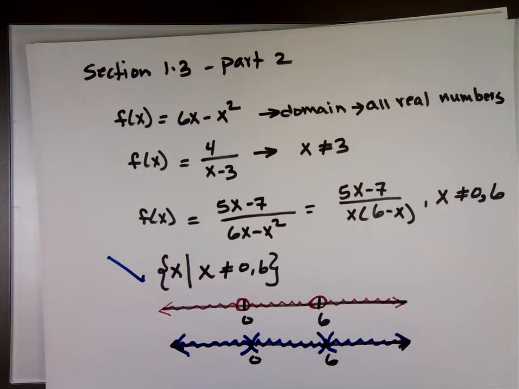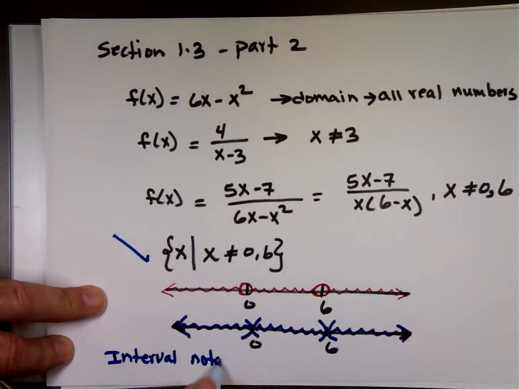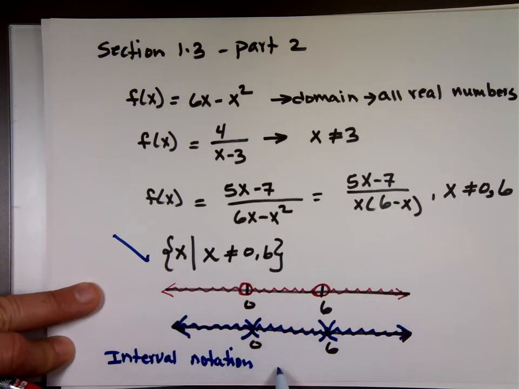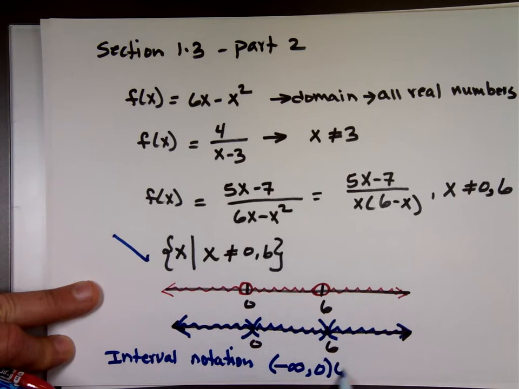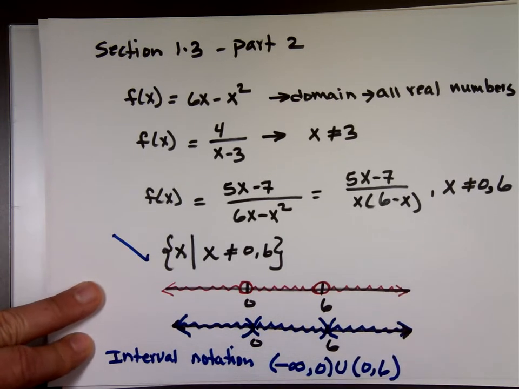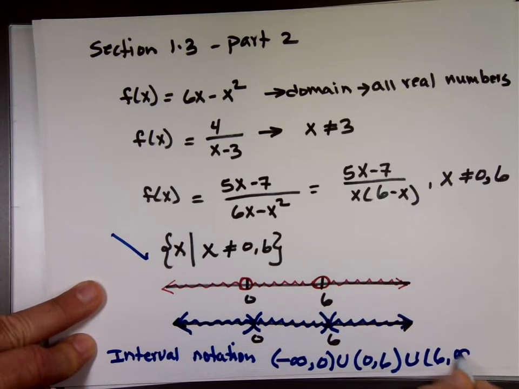If they want the answer in what we call interval notation, your answer is from where to where? From negative infinity all the way to 0. Since infinity you can never reach it, that's not included. To 0, 0 is not included. Union, if you remember set notation, that's a union. Add to it from 0 to 6, union, add to it from where? 6 to infinity.